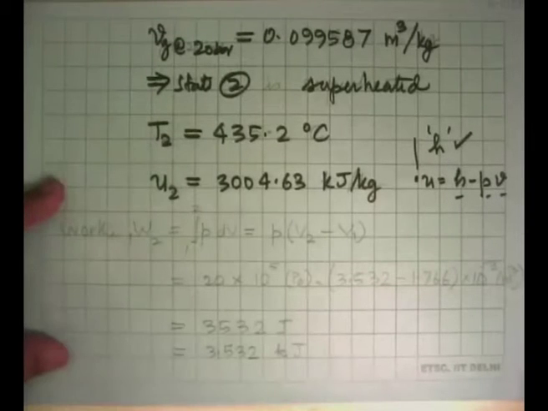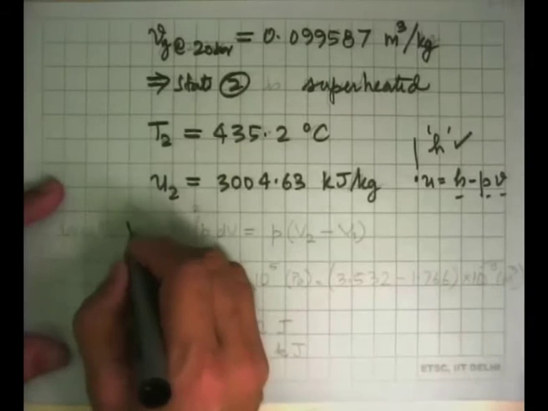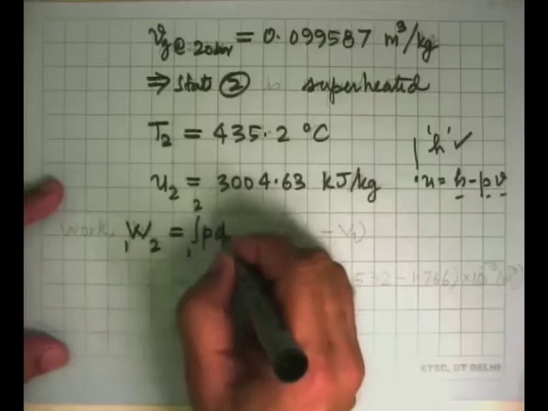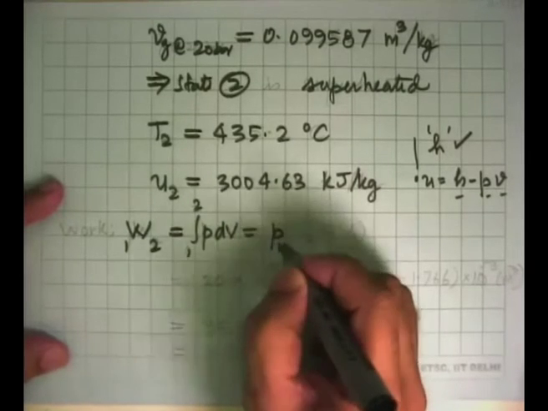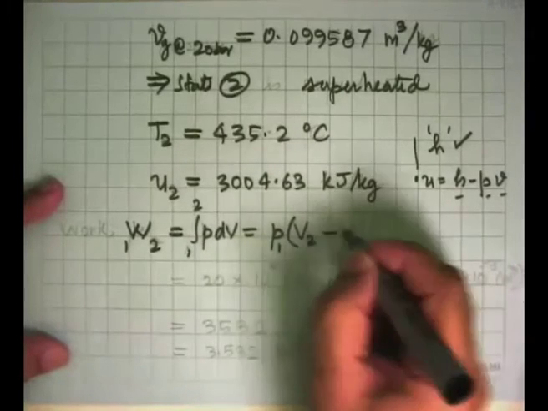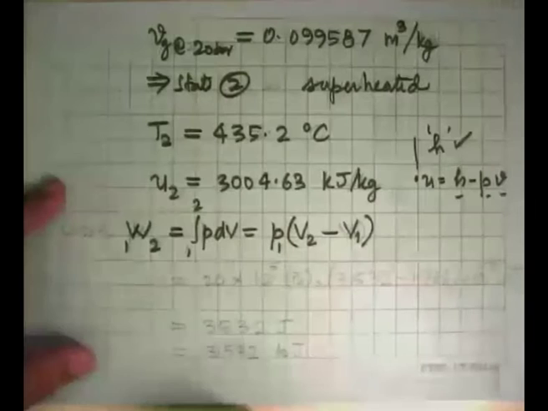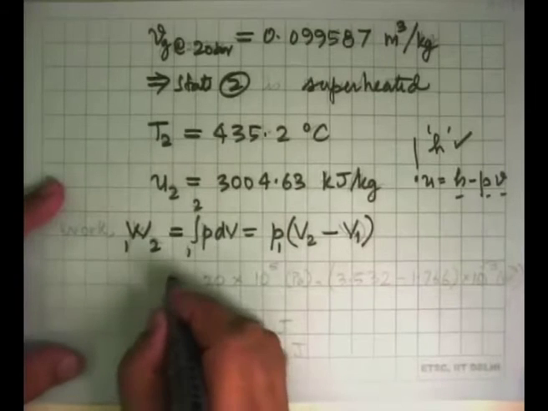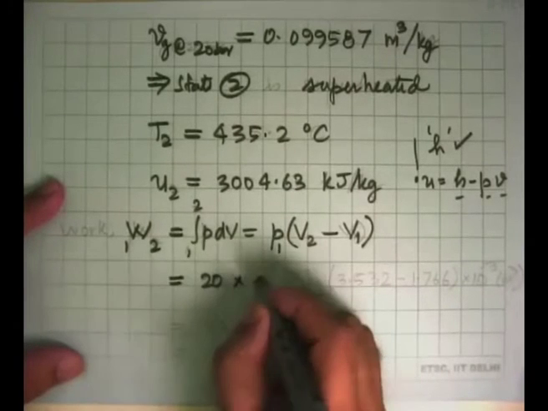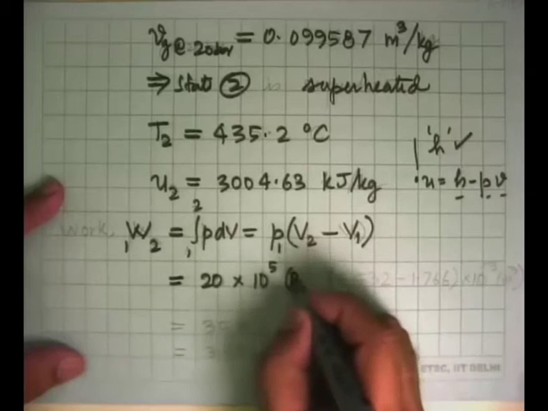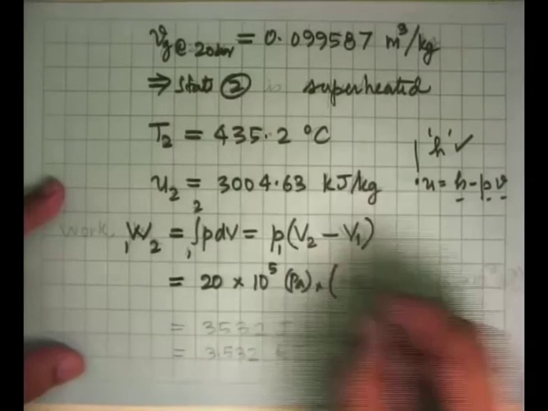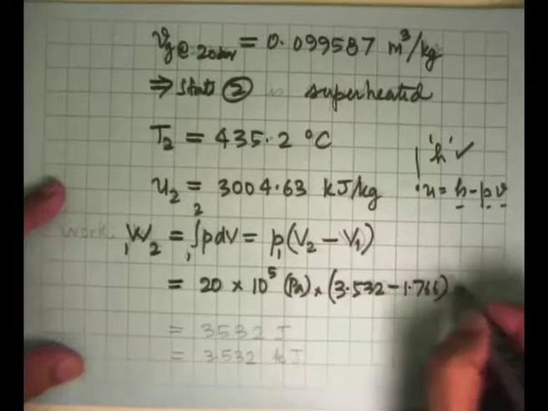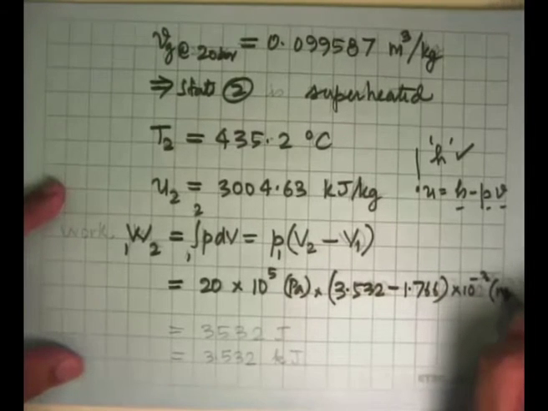We can now move on and say, well, in our big scheme we wanted to calculate work. So let's write down what is the work in this process. This is integral 1 to 2 P dV, and this is P1 or P2 because pressures are both the same, times V2 minus V1. So when we do the remaining calculation, this will become 20 into 10 to the power 5. Remember, this is Pascal, multiplied by the two volumes that we had, 3.532 minus 1.766 into 10 to the power minus 3 meter cube.